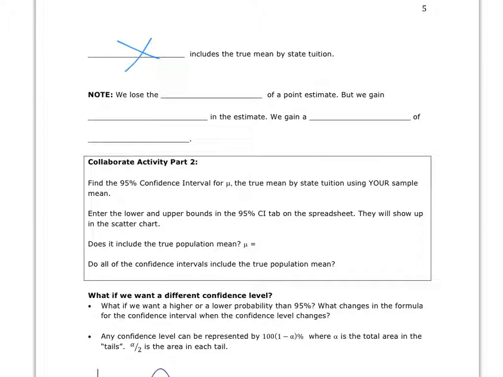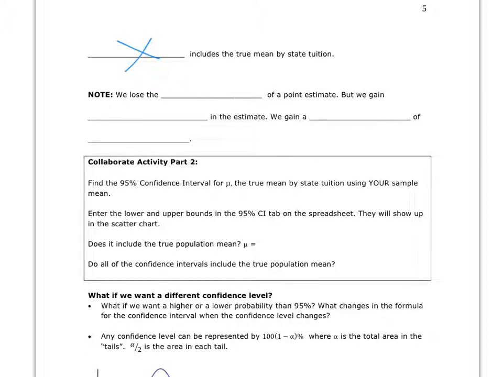Let's look at this note here. You notice we've gone from a point estimate of the sample mean, x bar, this one single value, to an interval in our attempt to estimate the population mean. So we're losing something in doing that. We're going from one single value to this interval of values. And it was a pretty big interval, almost $10,000 from the lower bound to the upper bound in our example.